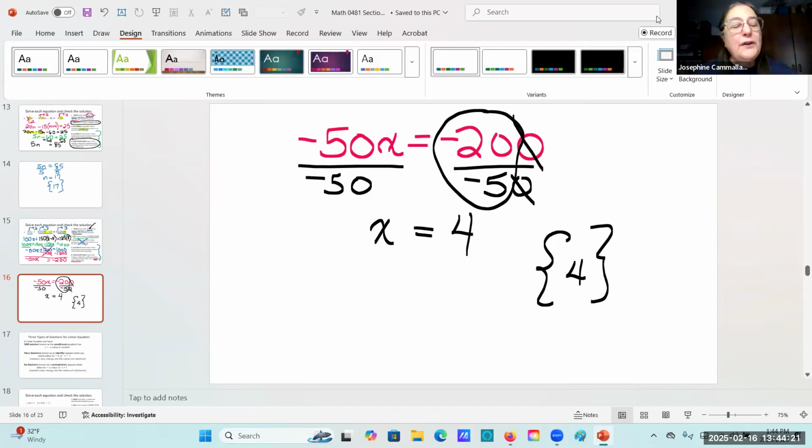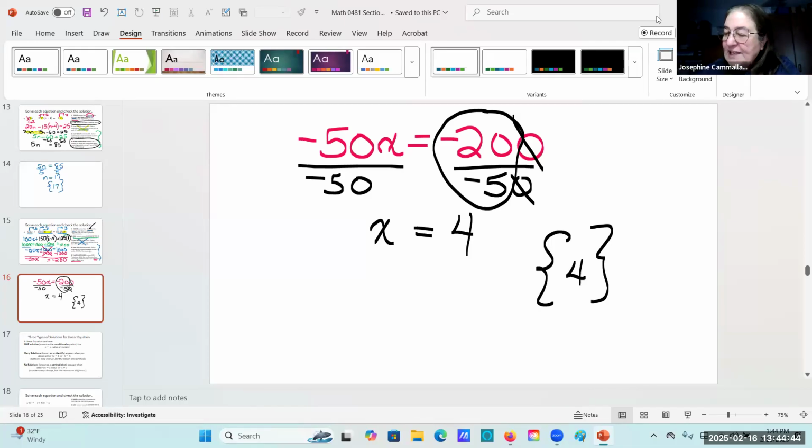Now, you may have to look at these slides a couple of times and think about what I'm doing. But this is how you can solve any equation that's linear. Now, there's more stuff to do with different types of equations, but these are linear equations.